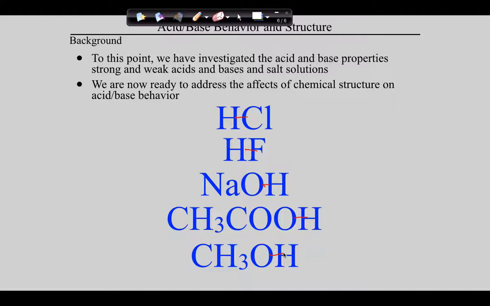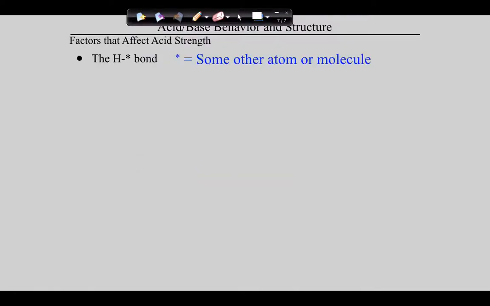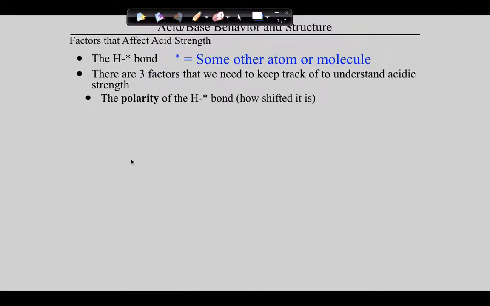And what we just found out is the more polar that H-star bond is, the more readily it'll be broken and the stronger the acid is. Is that okay? Is that helpful? Okay. So guys, are you okay with that first fundamental idea that polarity is a predictor of strength? The more polar the bond, the stronger the acid, because the bond breaks more readily. Is that okay? Yeah.